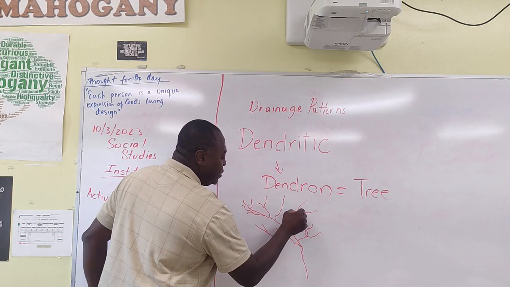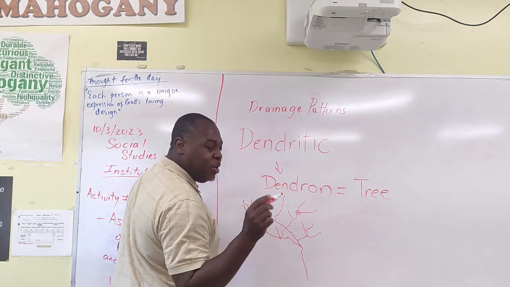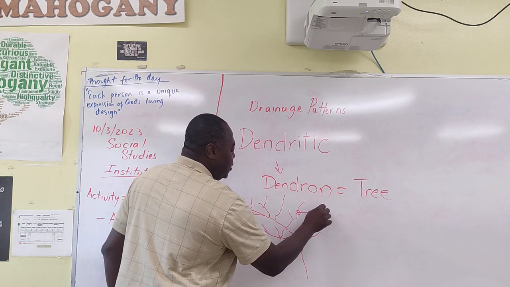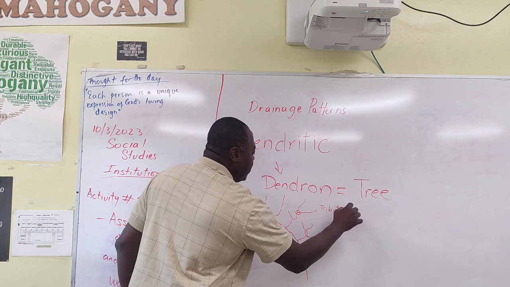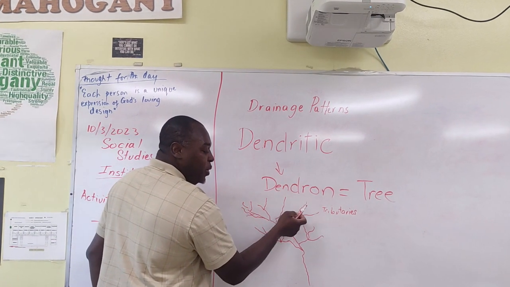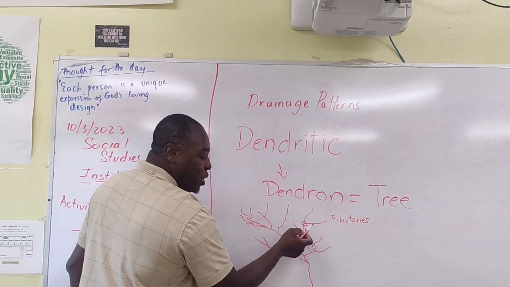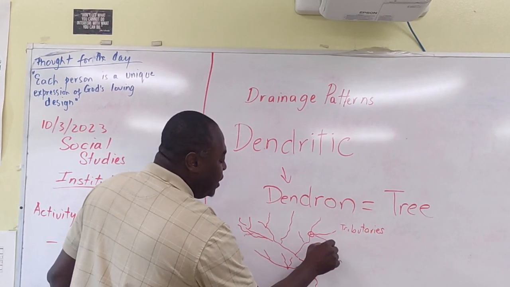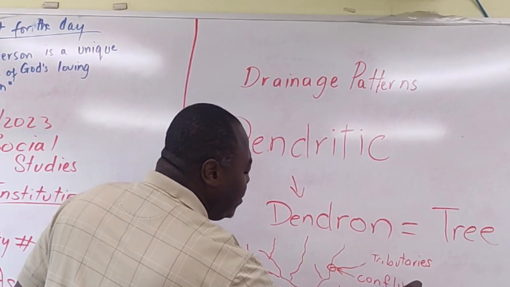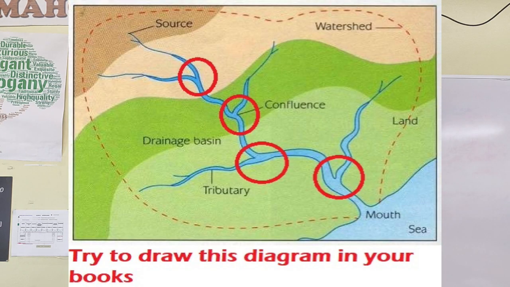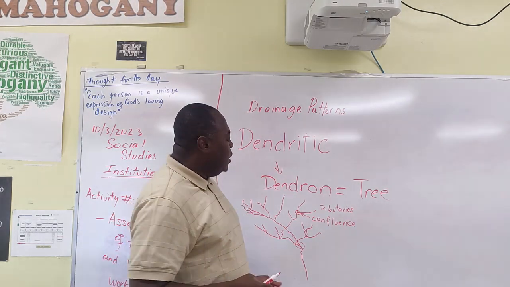The area, so I'm touching on a few things. So these are tributaries. This area where the rivers join is known as a confluence. Confluence. So where you have two rivers merging together at a point, that is known as a confluence.